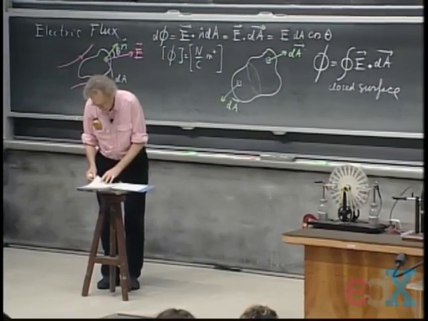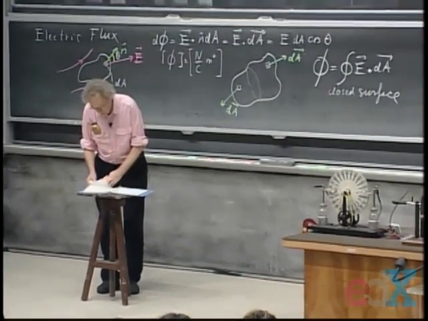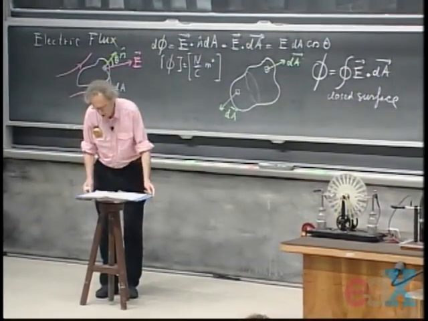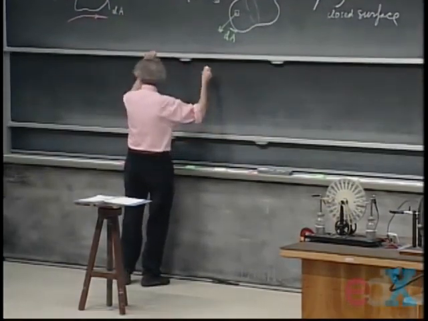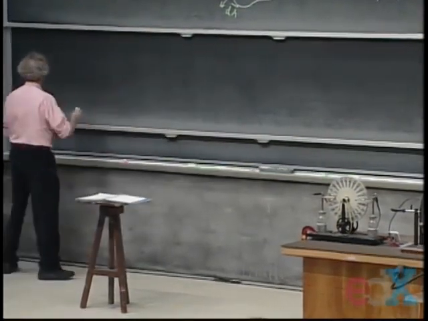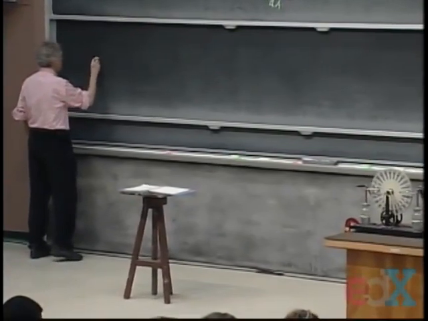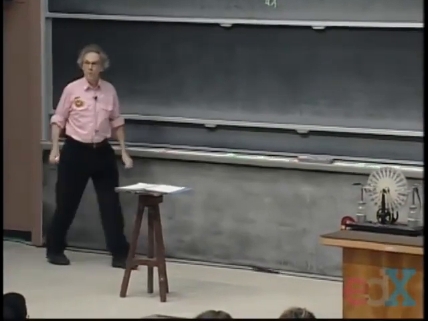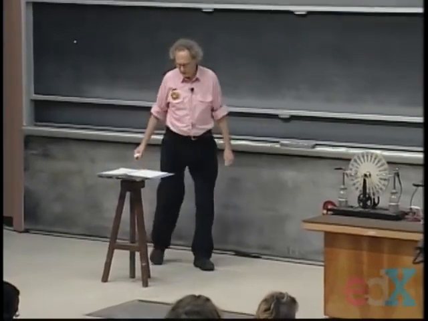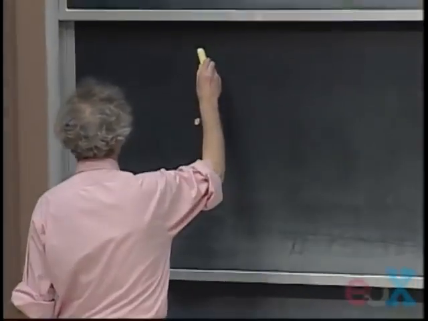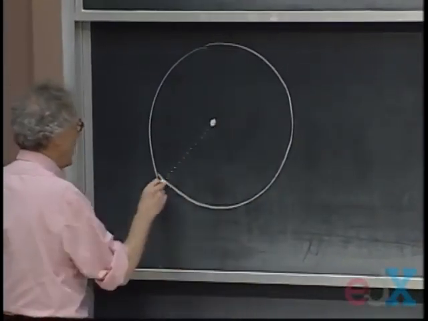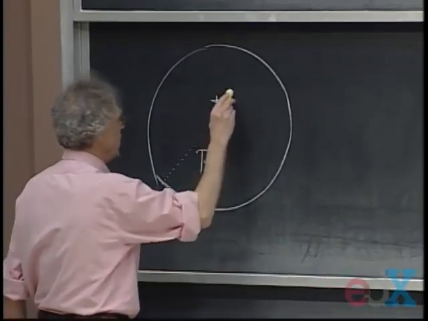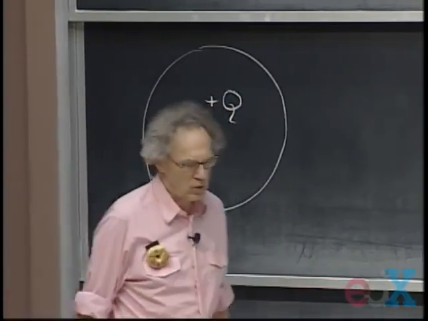So let's now calculate the flux for a very simple case where I have a point charge. So here, I have a point charge, and I'm going to put a bag around this point charge, and the bag is a sphere. It is a sphere, and the sphere has radius capital R. And let this charge be plus Q, just for simplicity.